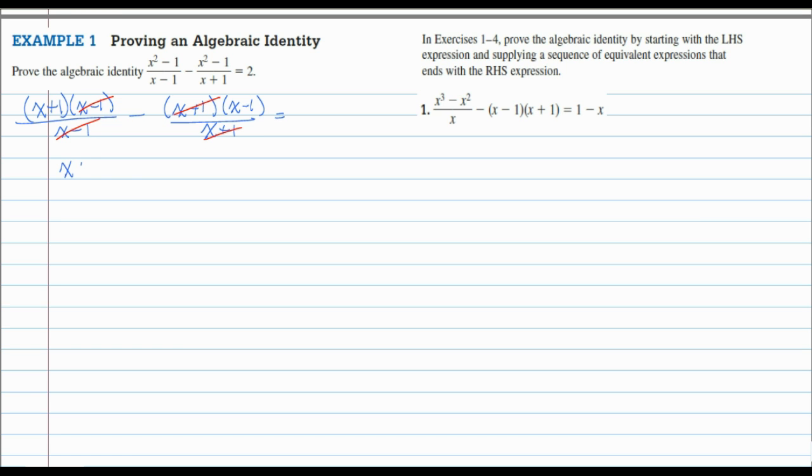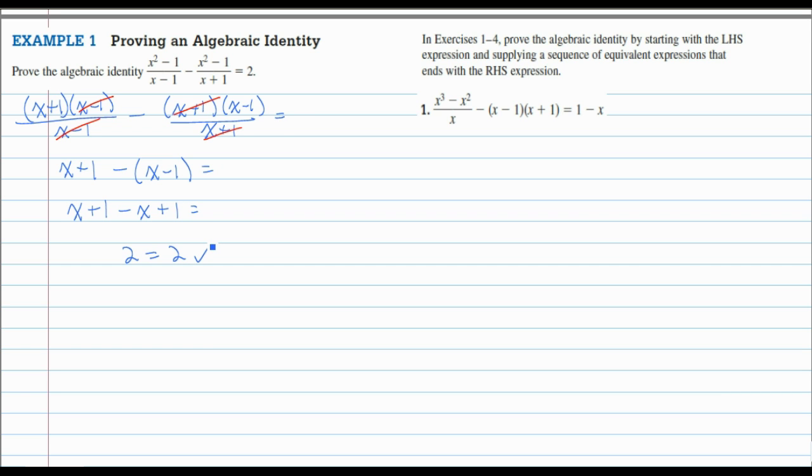So now I have x plus 1 minus, now I got to keep that in parentheses because that negative sign is going to distribute to both parts. X plus 1 minus (x plus 1). So now x minus x is 0, and I just get 2 equals 2.